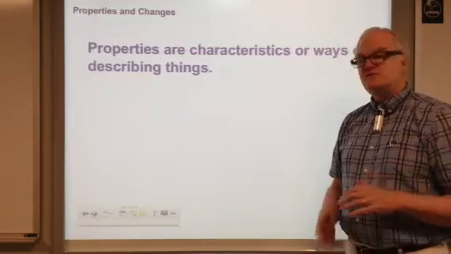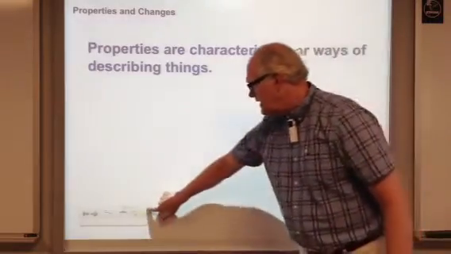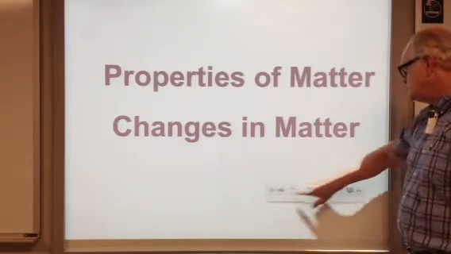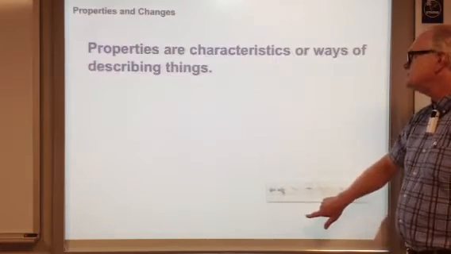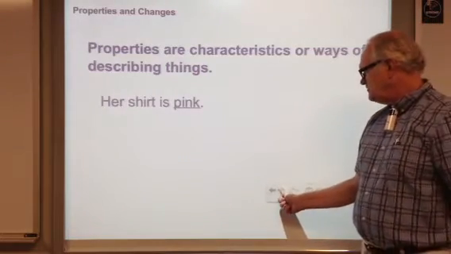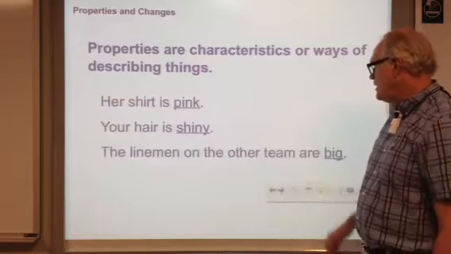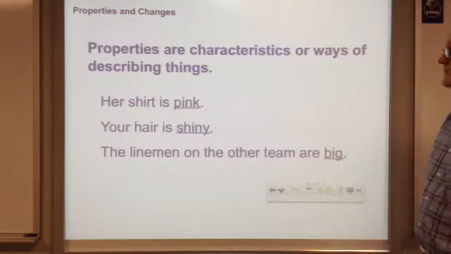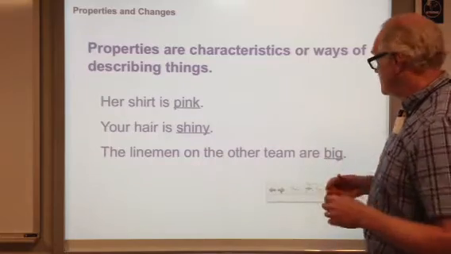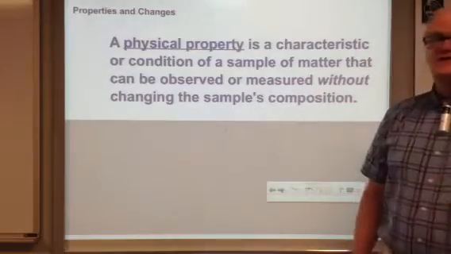Properties are ways of describing things. We use properties all the time in our everyday life, although we probably don't think of them as being properties. So, for example, if you observe the color of somebody's shirt, or how their hair looked, or maybe the size of the players on the other team, you would be describing their properties. And we can divide properties into two different types.